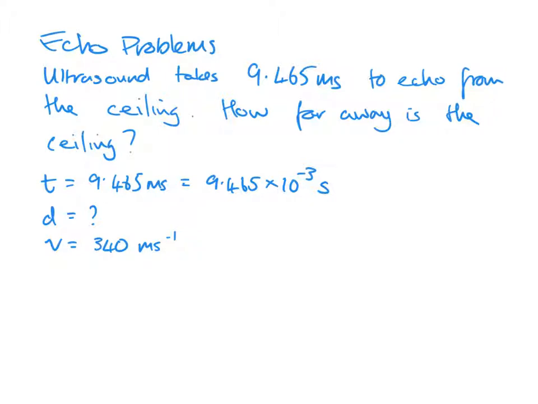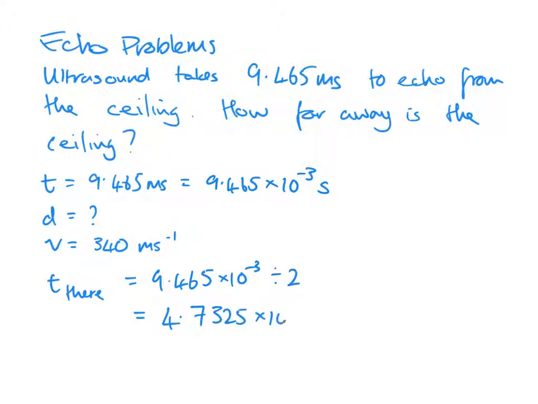Okay, but the time that we have is the time there and back. So the time we need, I'll write that as t there, is the time there and back divided by 2. Okay, so I get my calculator out. So that is 4.7325 times 10 to the minus 3.